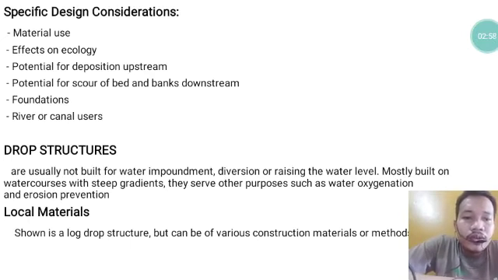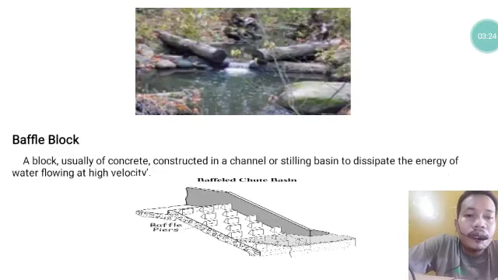Another structure is the drop structure. Drop structures are usually not built for water impoundment, diversion or raising the water level, but mostly built on watercourses with steep gradients, that is, with a slope. Under the structure, local materials. Shown is a log drop structure but it can be various construction materials or methods. So what you see there is made of wood.